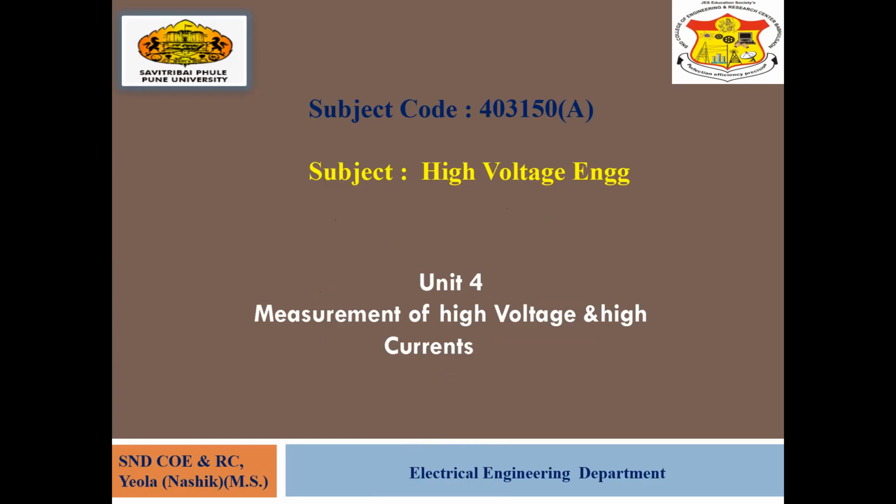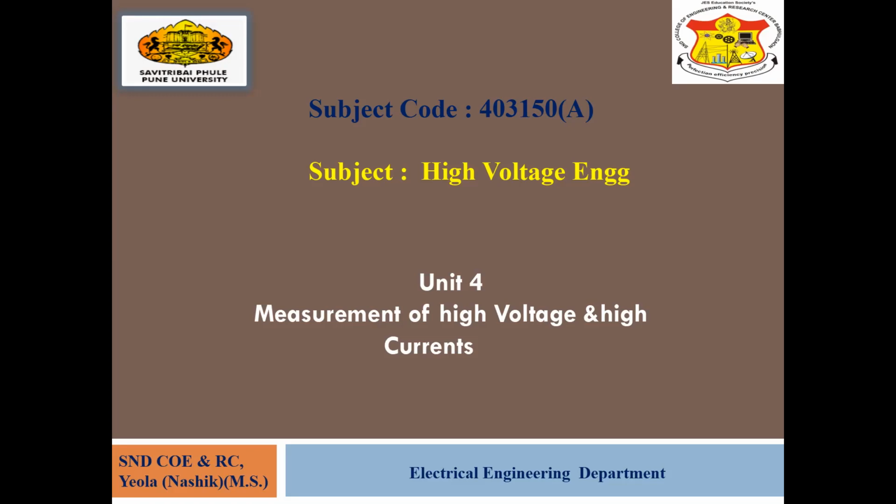Firstly, we have seen the different methods or different instruments used for the generation of high alternating voltages. For the generation of high voltages, we have seen the cascade transformers. In this case, we have cascaded the transformers to generate the high voltages.